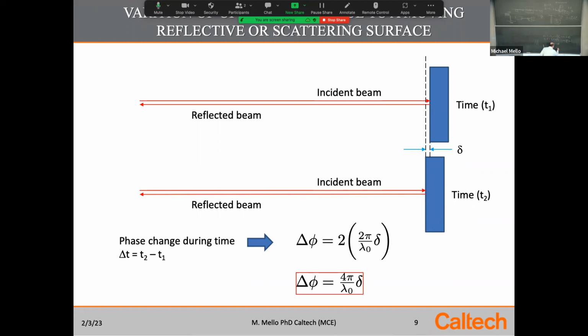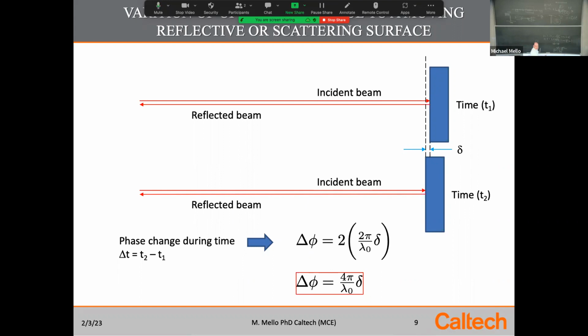So I'm going to say 2 pi is equal to 4 pi over lambda naught times delta of t. And the pi's cancel, and then you get that delta of t must have moved by that amount.